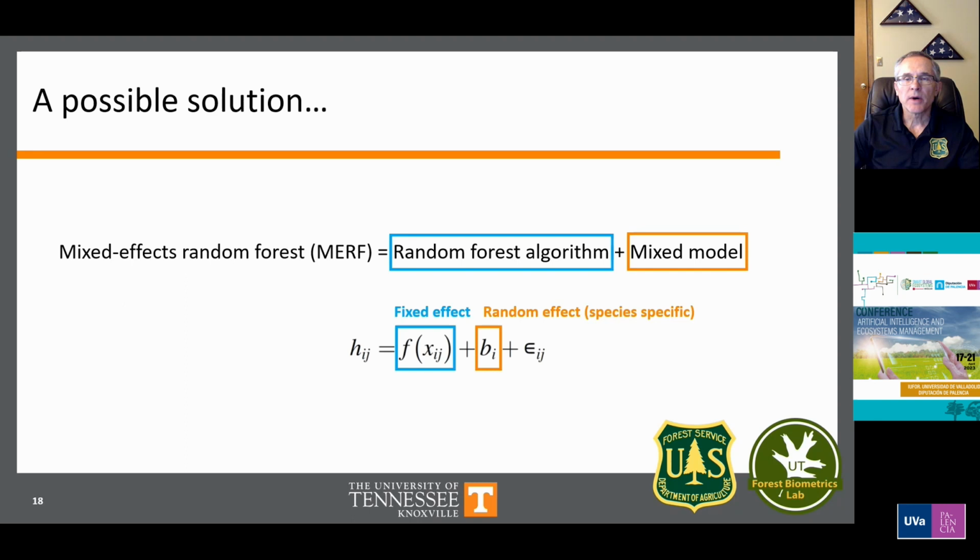And we found as a possible solution mixed effect random forest modeling, MRF, which includes the random forest algorithm in a mixed effects model. Basically, we replace the parametric part of the model with the random forest algorithm, which will give us the significant variables in the relationship while also incorporating species-specific random effects.